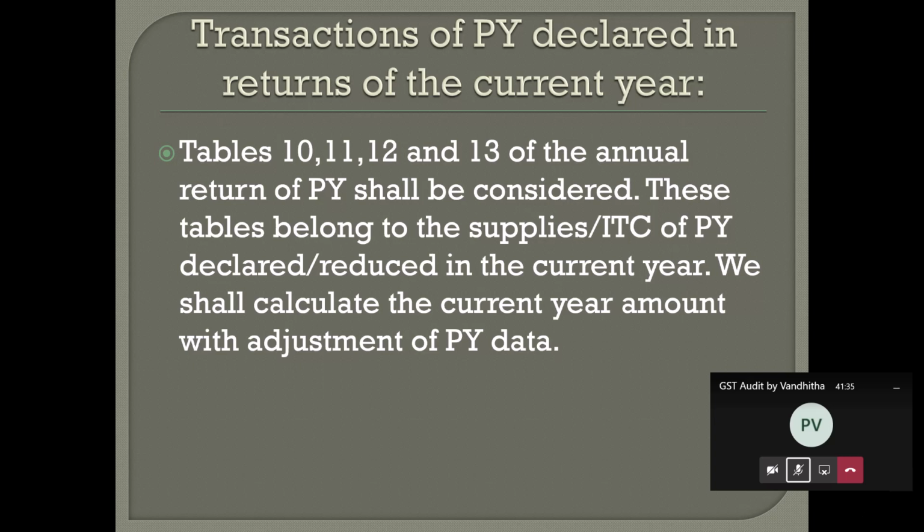Transactions of previous year declared in the returns of the current year. This should be reflected in GSTR-9, tables 10, 11, 12 and 13 of the annual return of the previous year, which shall be considered. These tables belong to the supplies and ITC of the previous year declared in the current year. We shall calculate the current year amount with the adjustment of previous year data. So, next slide, sir.